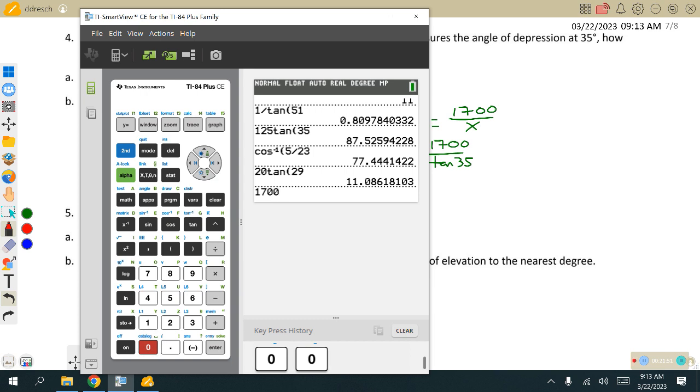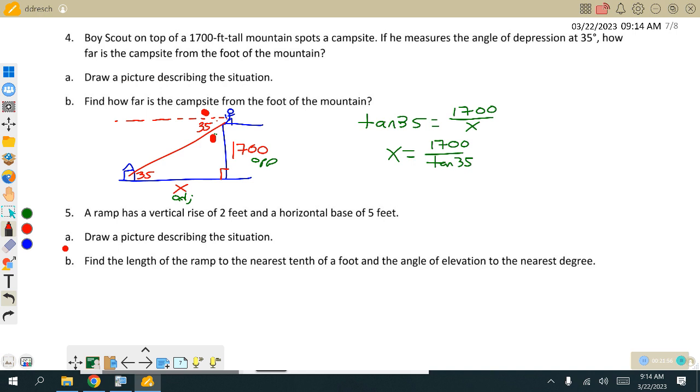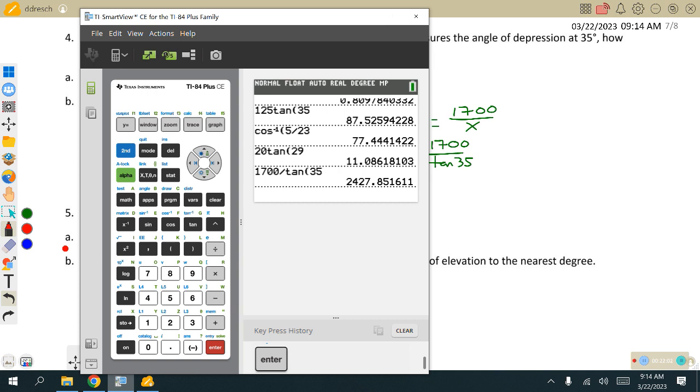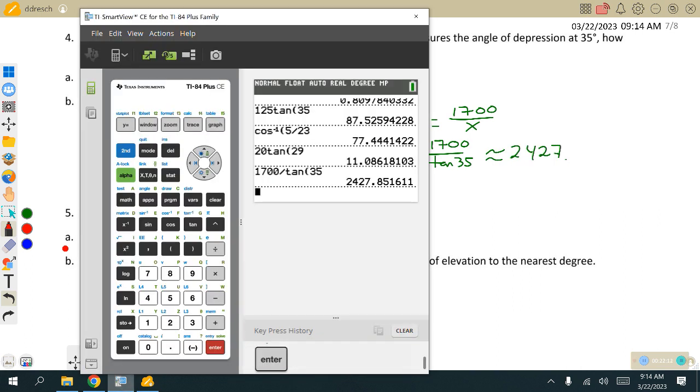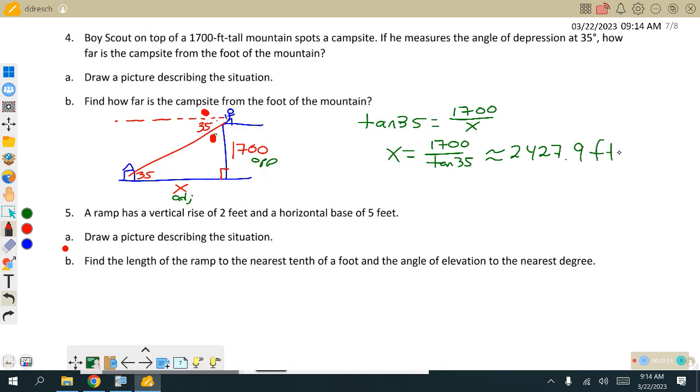1700. Does it say anything word around it? Does it say anything about rounding? Nope, it does not. So it's a side length. And what's my default for side lengths? Nearest tenth. So 2,427.9 feet. Okay, that's it. Depression is the one that's typically most missed, as Sam was pointing out. Putting that 35 right here, we do not. It's right below that horizontal that everybody has there.